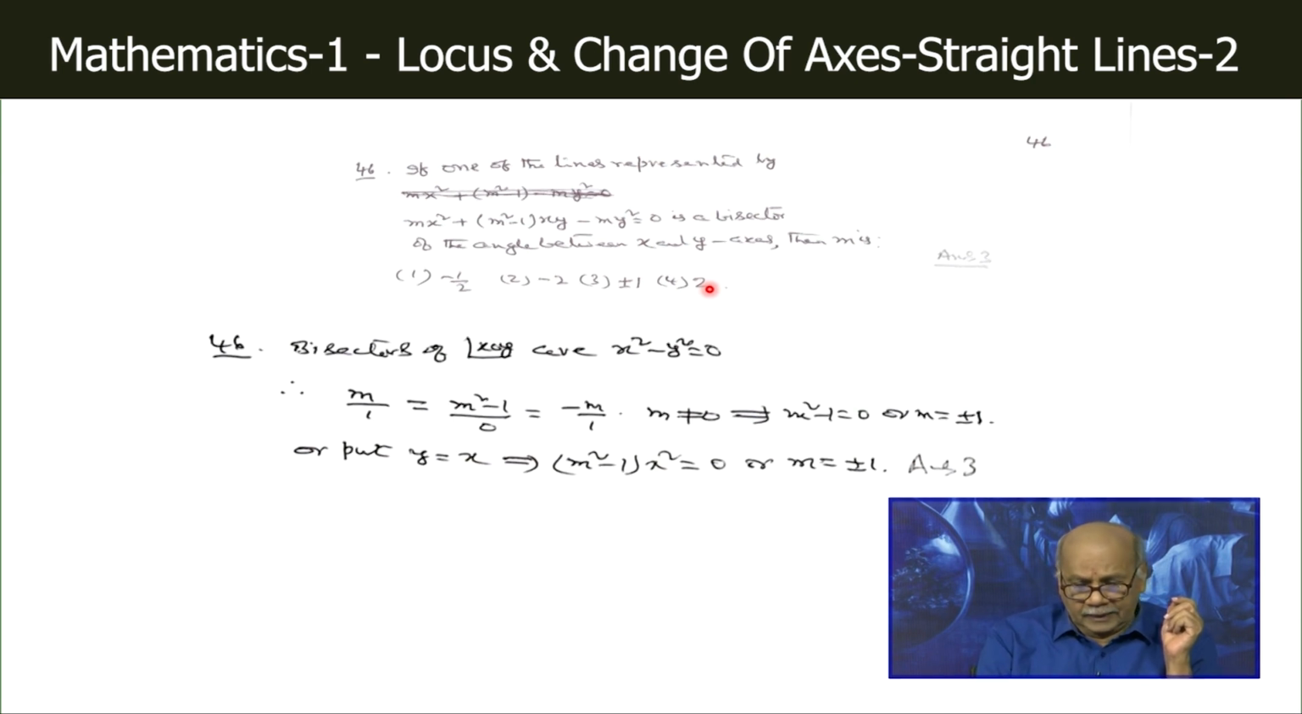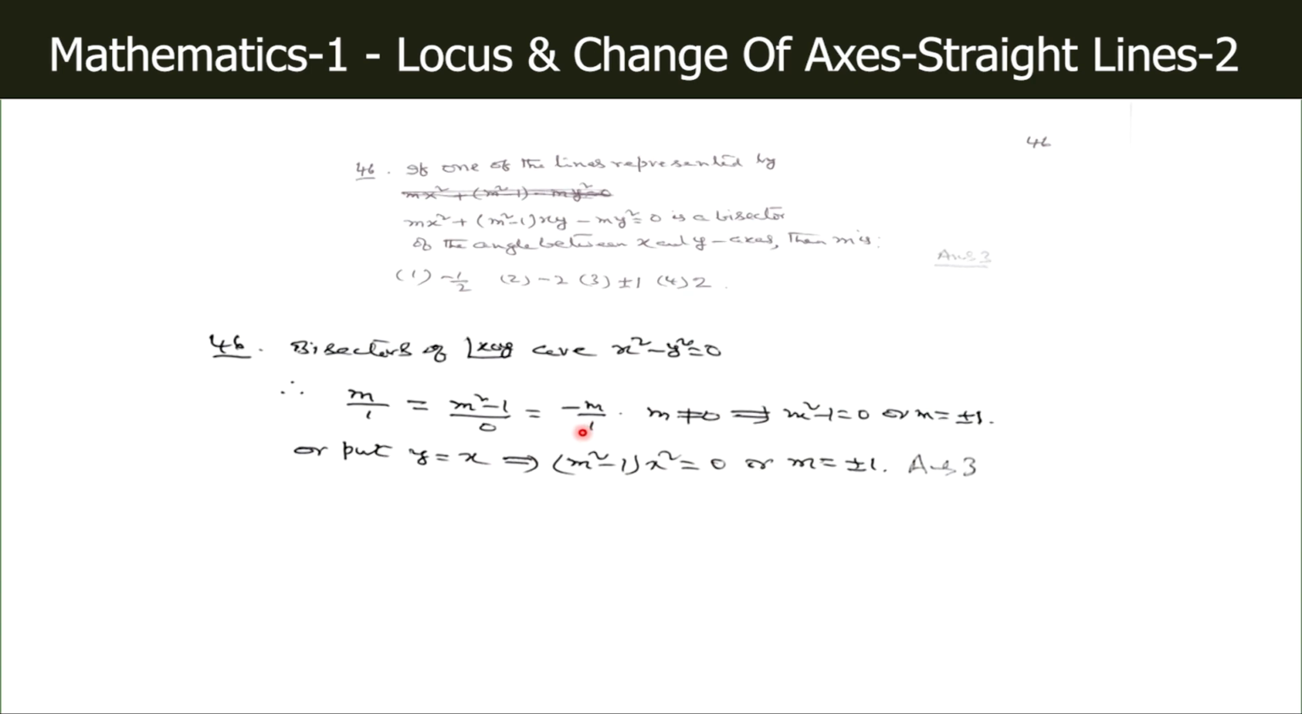Now here the angle bisectors' equation is given by mx square plus (m square minus 1) xy minus my square equal to 0. So therefore, the corresponding coefficients are proportional. So that is m by 1 is equal to (m square minus 1) by 0 is equal to minus m by 1, m not equal to 0. Because when the denominator is 0, the numerator must also be 0. So therefore, you will have m square minus 1 is equal to 0, or m is equal to plus or minus 1. So the correct option is 3. And also you can do it another way.